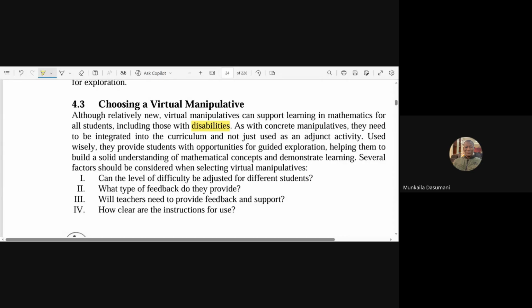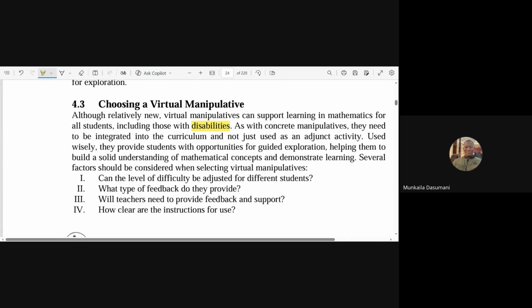So these are the factors to consider when you are buying manipulatives. One of them is that you consider whether the difficulty level can be adjusted for different groups. What type of feedback do they provide? Teachers also need to provide feedback and support, because some of them students cannot do unless the teacher comes in to help. And how clear are the instructions for the use?